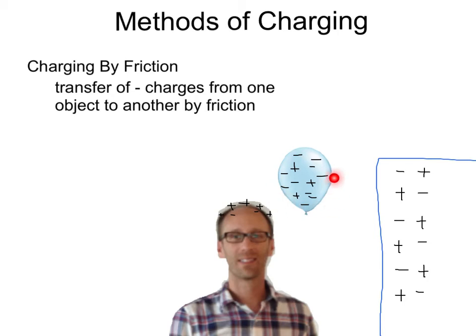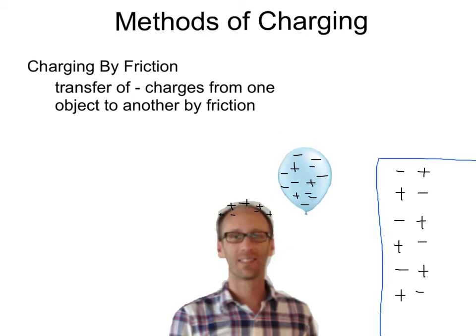Well, now I can see that the balloon is slightly more negative. It's picked up negative charges. Well, where did it get those charges? Well, off my hair. I know, what's left of my hair. But now my hair would be slightly more positive as I lost negative charges to the balloon. We would now say that the balloon is charged by friction.